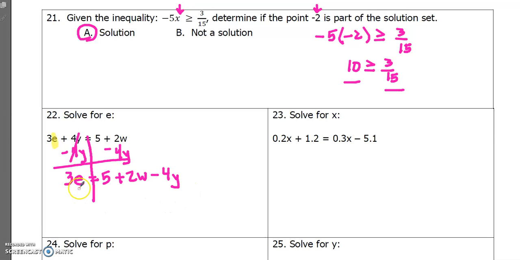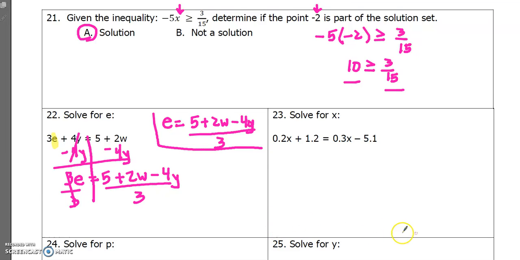And our last step is to get e by itself. I just divide by 3. So my 3's cancel, and essentially what you see right now is your answer. So I'm going to rewrite that. So we have e equals 5 plus 2w minus 4y, and all of that will be over 3.